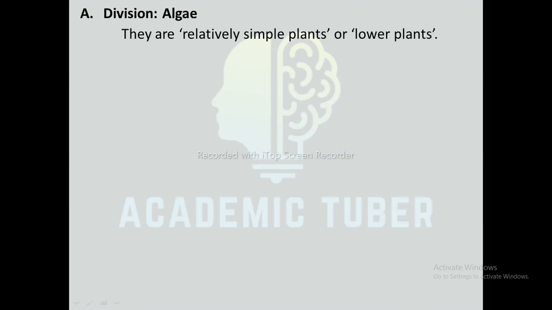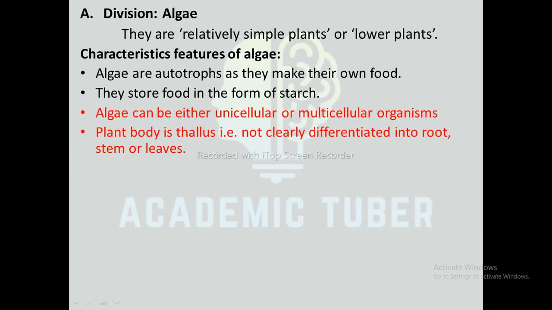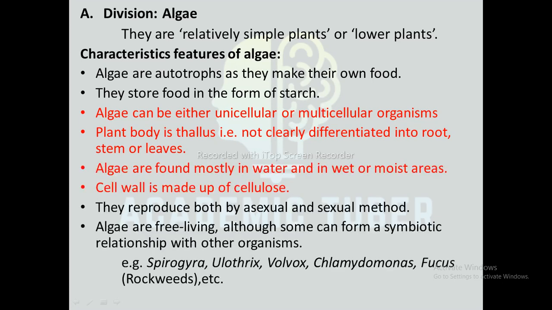Division Algae are relatively simple plants or lower plants. Characteristics of algae: they are autotrophs as they can prepare their food themselves. They store food in the form of starch. Algae can be either unicellular or multicellular organisms. The plant body is a thallus, that is not clearly differentiated into root, stem or leaves. Algae are found mostly in water and in wet or moist areas.